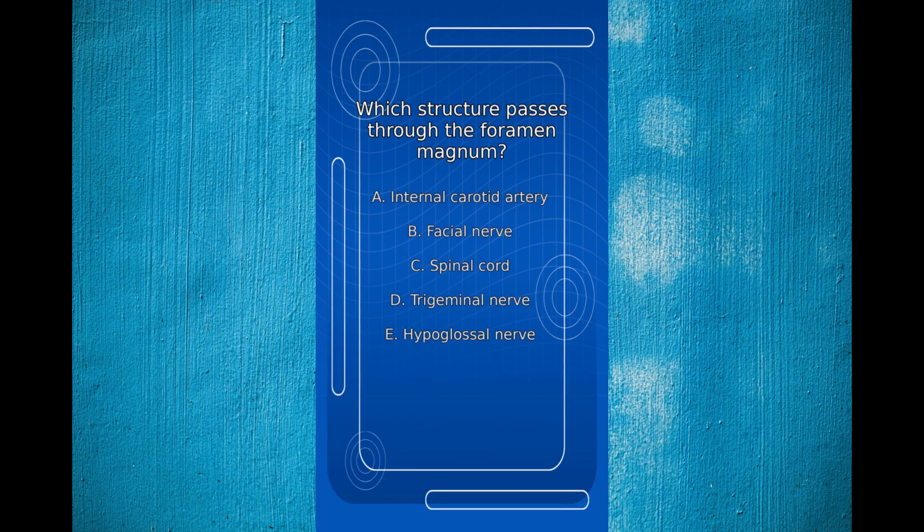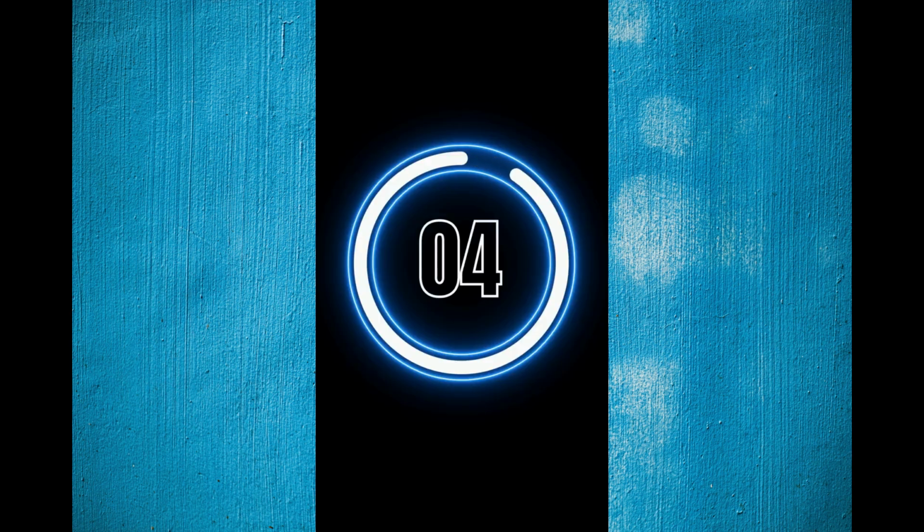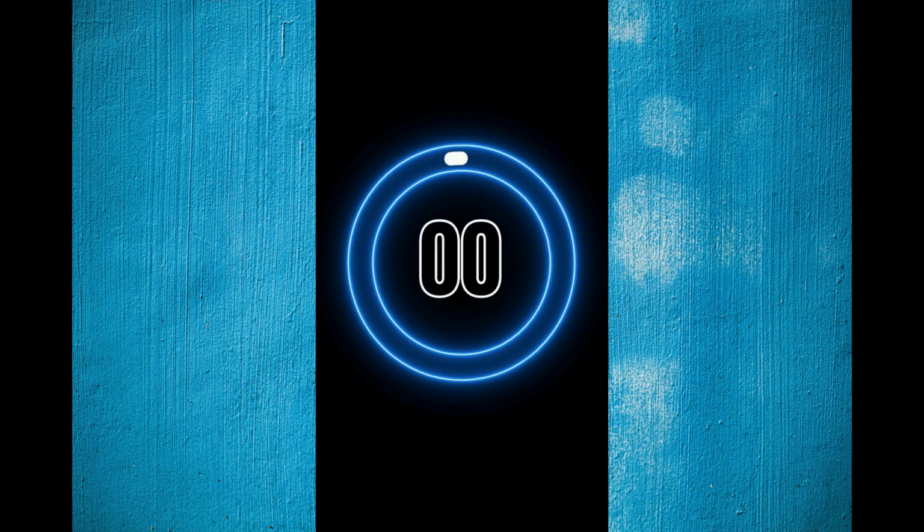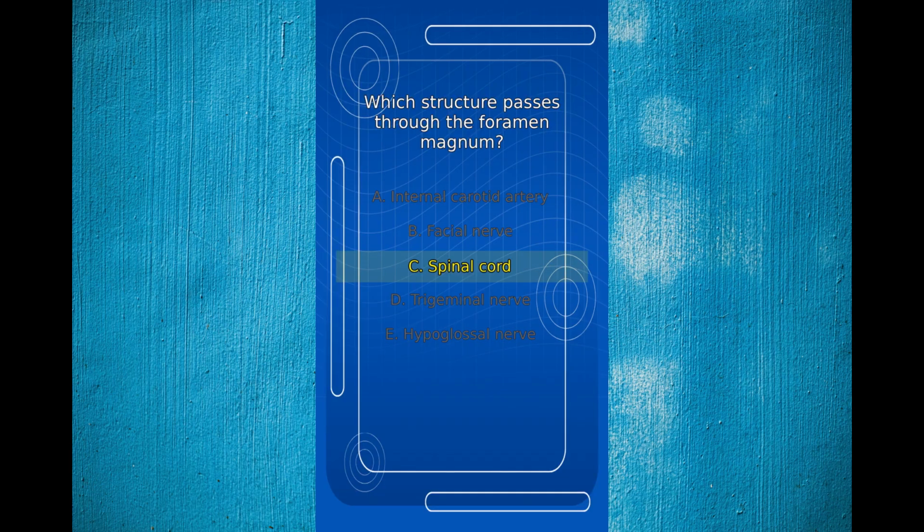Which structure passes through the foramen magnum? The correct answer is C. Spinal cord. The spinal cord passes through the foramen magnum, connecting with the brainstem.